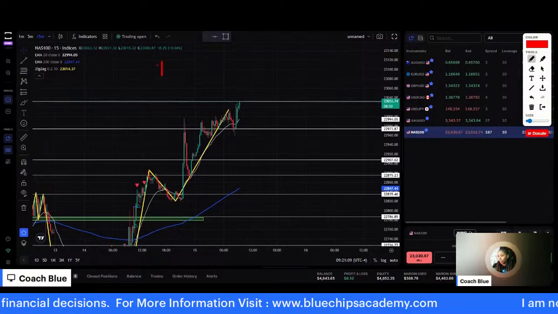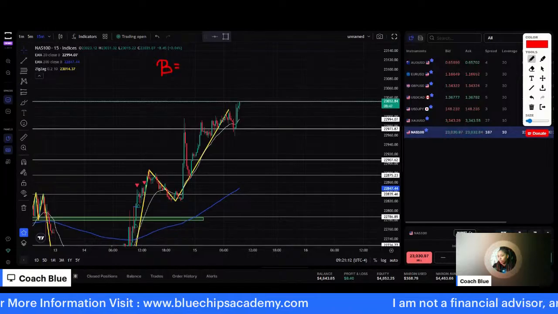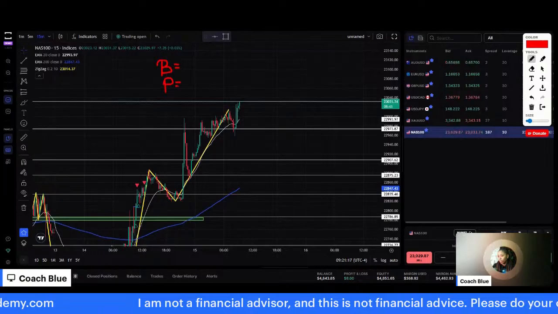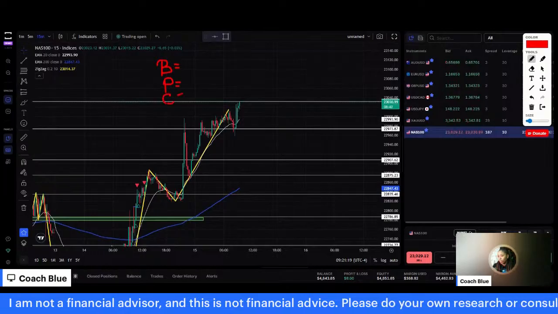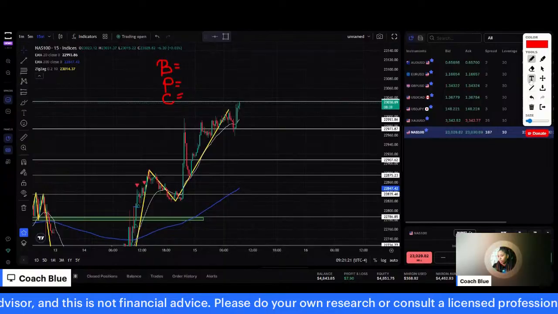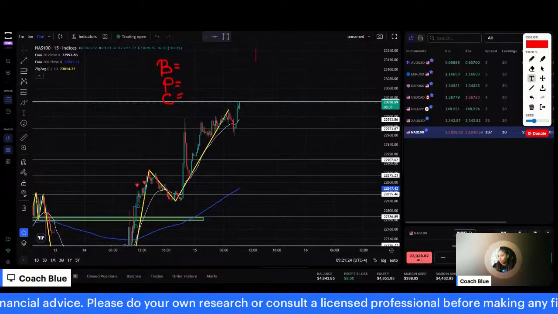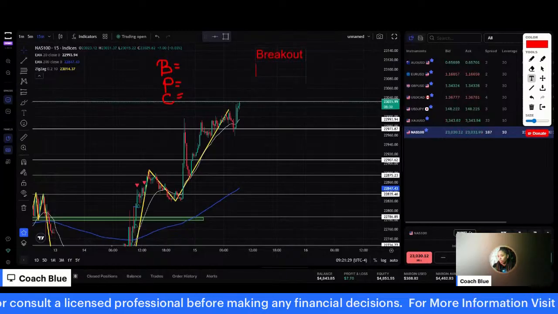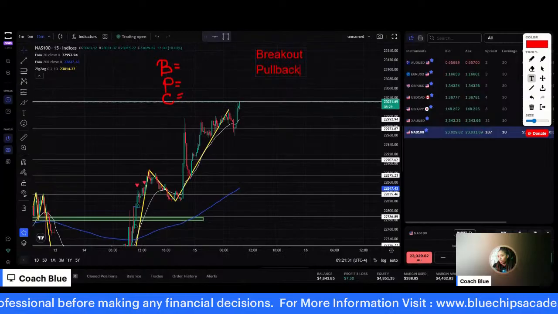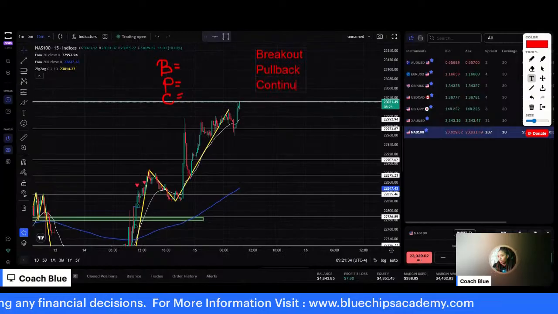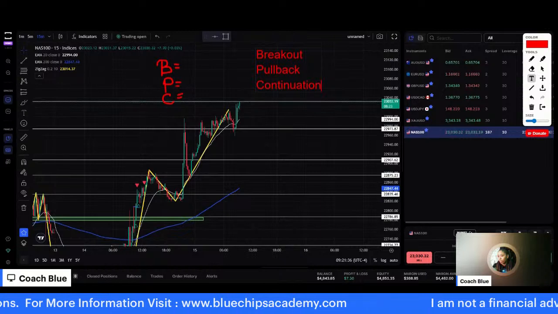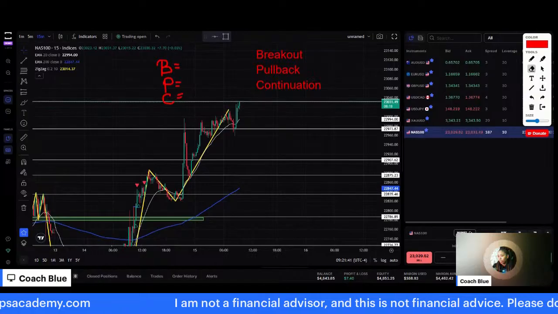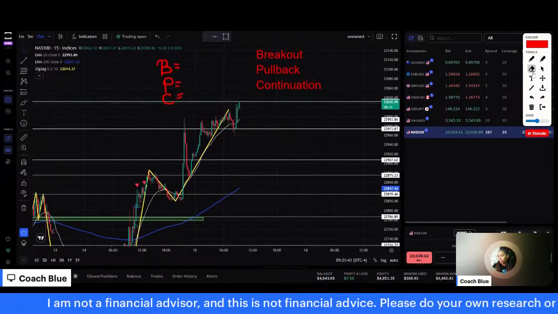So we have a B, which stands for breakout. Then we have our P, which stands for pullback. And then we have our C, which stands for continuation. BPC. Okay, I probably should have typed that, but it's all good. So breakout, pullback, continuation. All right. Those are the three things that we are looking at. Breakout, pullback, continuation when we're trading NAS.